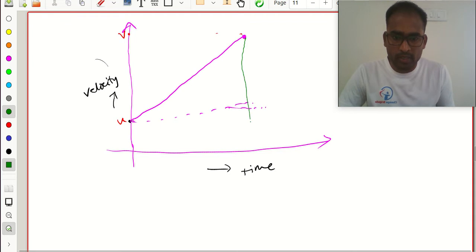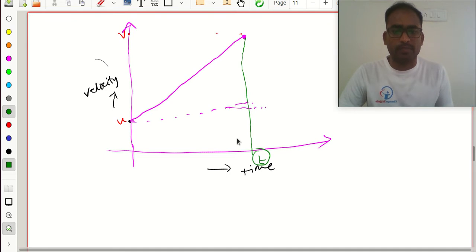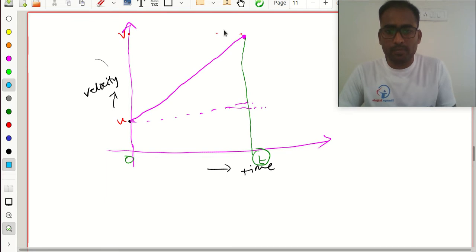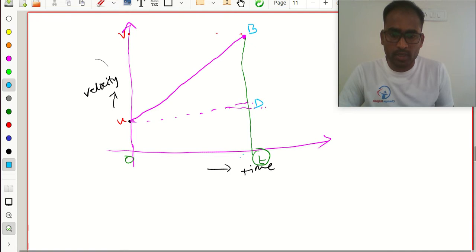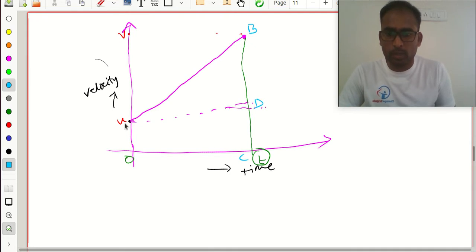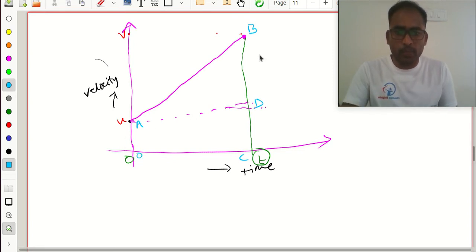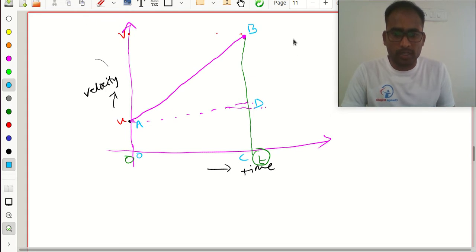Now I am joining this line here. Why? Because I need to calculate at this time. This is 0. So this is our graph here. Now for my easy calculations, I will put names here. I will put B here, D here, C, then here U is our initial velocity. Just marking the names, A, and this is O. So please observe this part only. Observe my cursor.